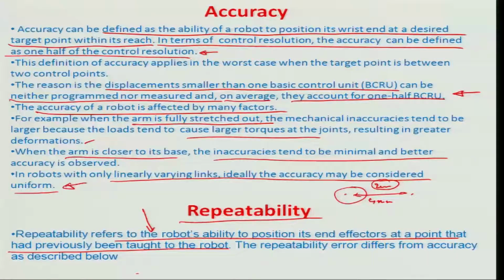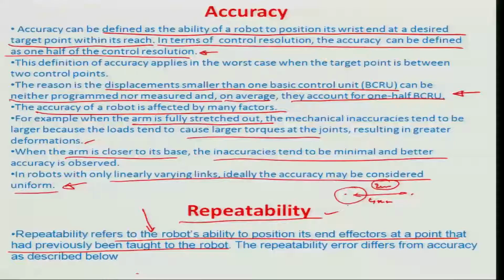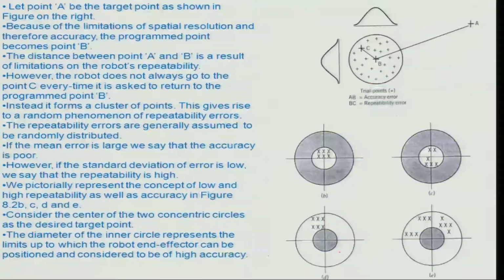So, if I want the robot to go to a certain point A, how much accuracy it has, or how much compliance it has in going to the point A, is what the repeatability would be. There is a way to measure the repeatability error, and it differs from the accuracy as given below. Let us understand this example more thoroughly.